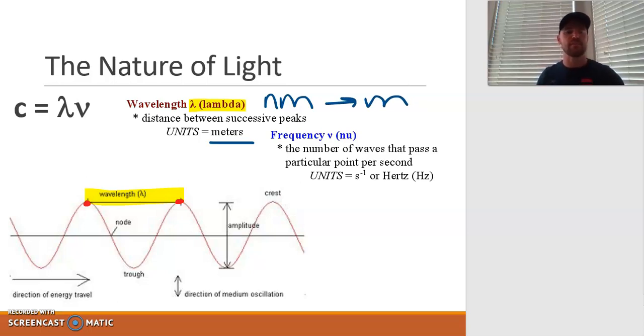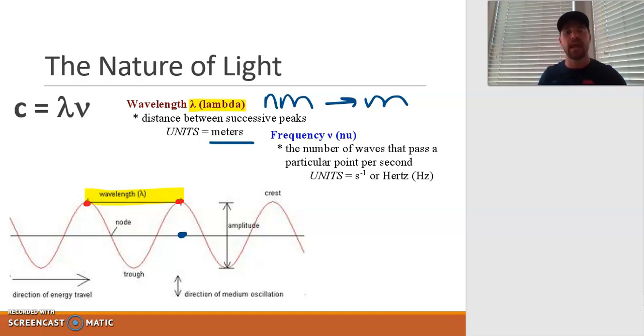The other thing we need to be familiar with is this concept known as frequency. If I were to choose an arbitrary point along this line right here, let's say this point right here, and what I did is I timed, with my cool Apple Watch, how many waves are going to travel through this point in 1 second. That would be the definition of frequency. Frequency is defined as the number of waves that pass a particular point per second.